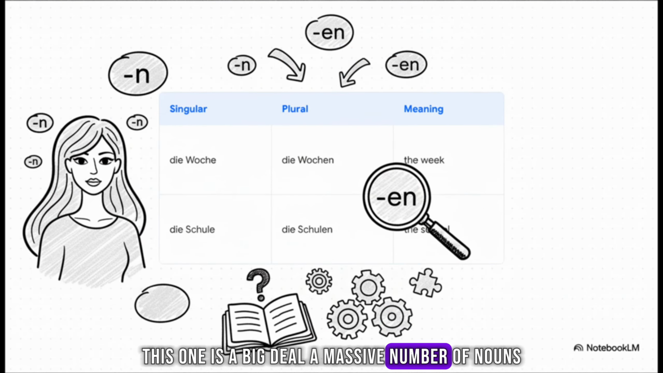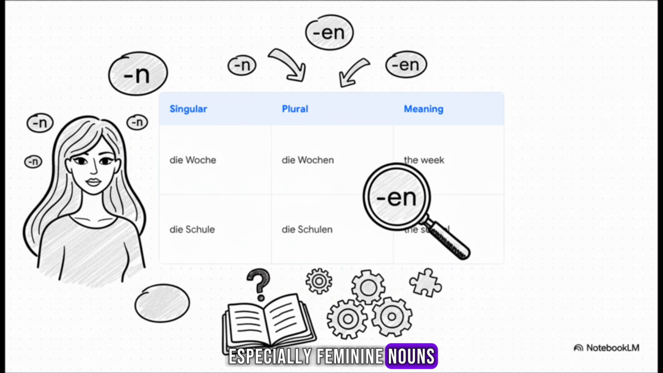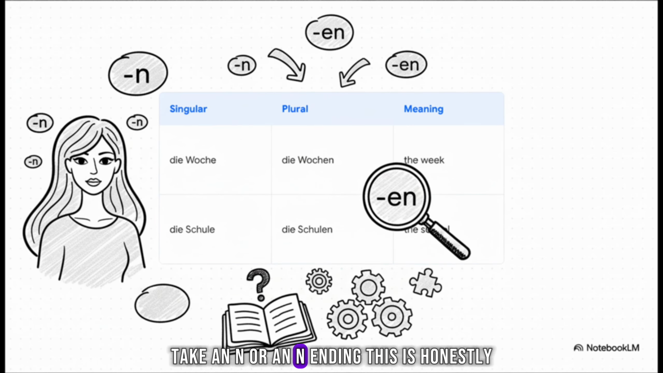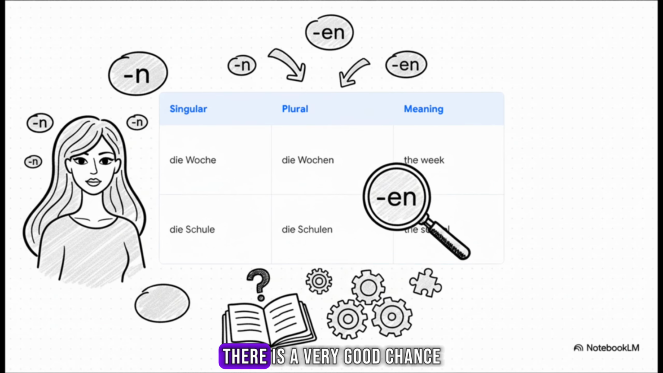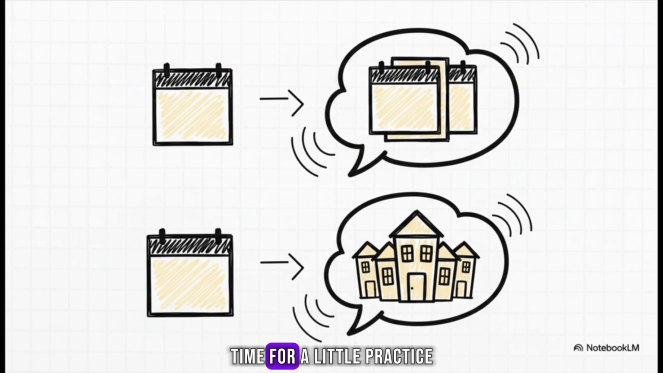Okay, this one is a big deal. A massive number of nouns, especially feminine nouns, take an N or an EN ending. This is honestly one of the most reliable patterns you'll find. If you see a feminine noun, there is a very good chance its plural is going to end in N or EN.